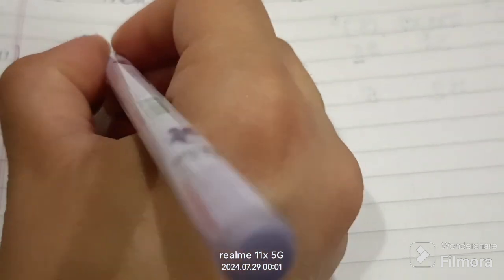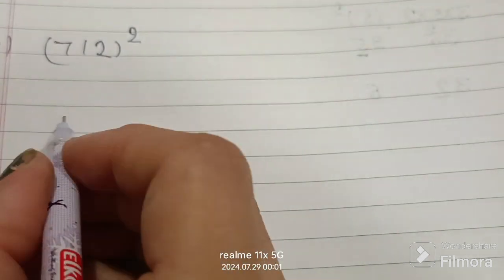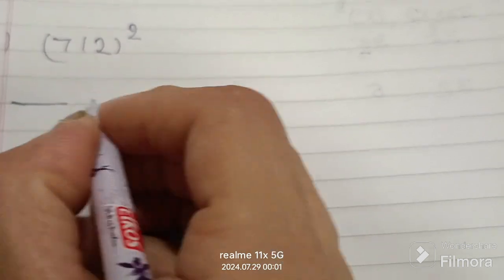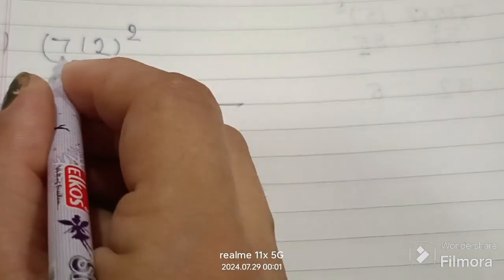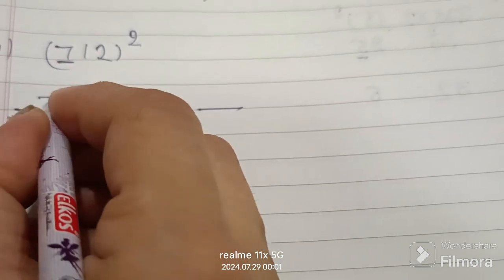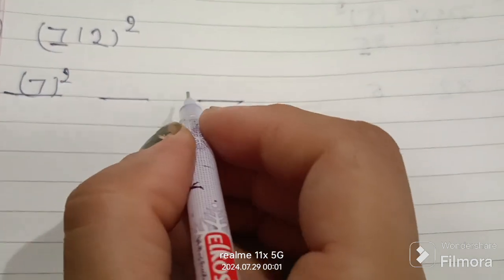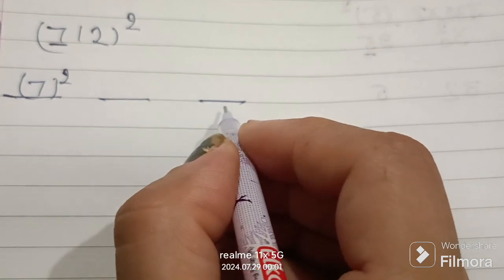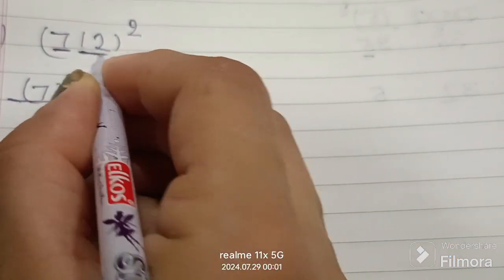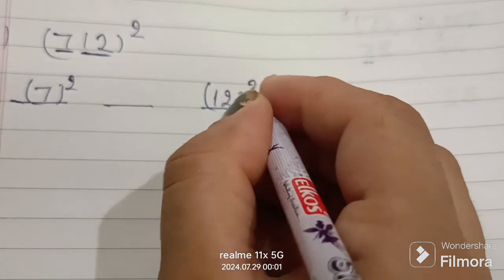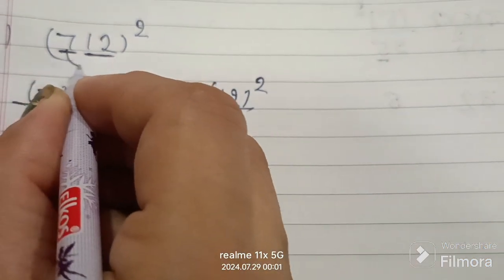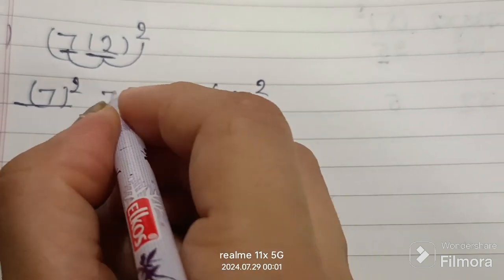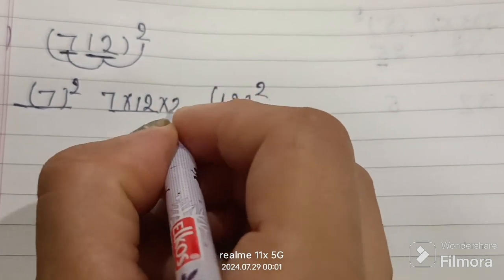Let's have a look at one more example. 712 squared. So what I have to do? I'm going to separate the answer into 3 parts. In the first part, I'm going to write the square of the digit at hundreds place, and in the last part, I'm going to write the square of the last 2 digits, that is 12 squared, and in the middle part, I'm going to write the product of 7, 12 and 2. 7 times 12 times 2.